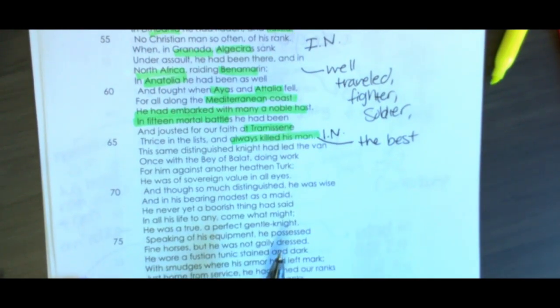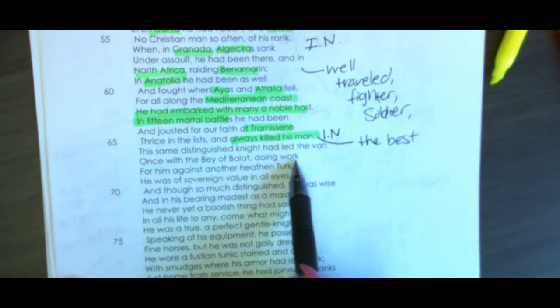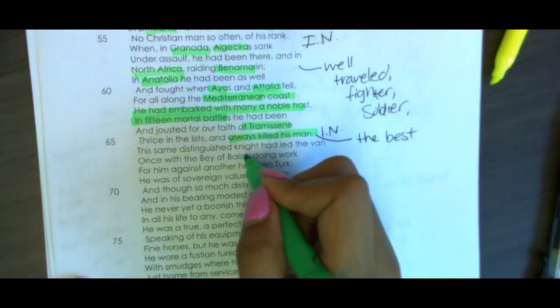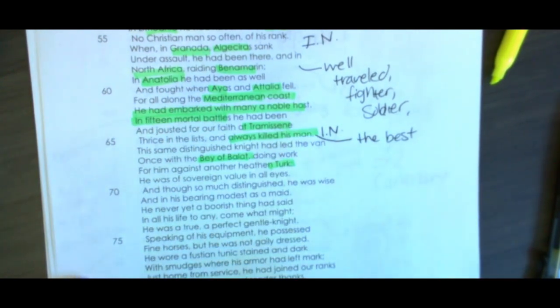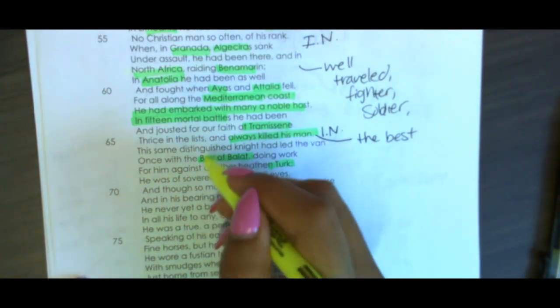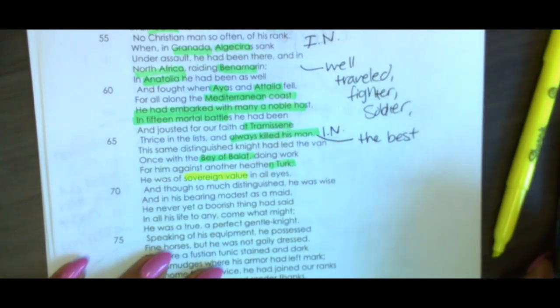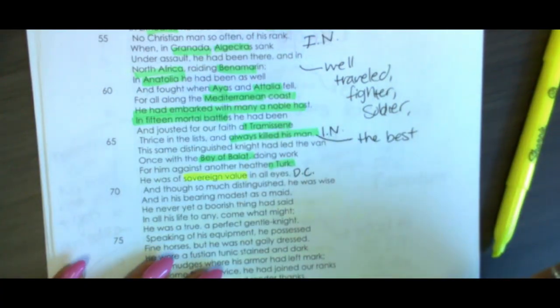"The same distinguished knight had led the van once with the Bey of Ballot, doing work for him against another heathen and Turk." Again, look, giving us more places to highlight how he'd been all over. "He was sovereign in value in all eyes." That sounds direct. They just straight up telling us he was sovereign value. So this one is direct characterization.